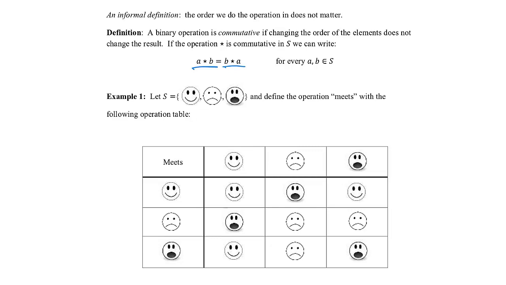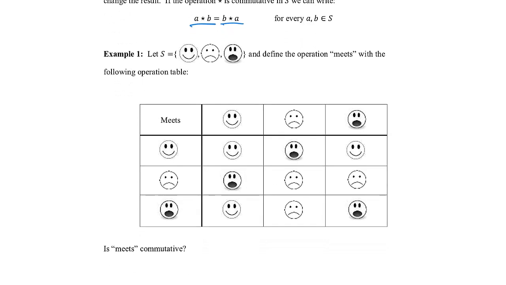Let's again return to our happy face table and decide whether we have built a commutative operation in our meets table. So again, we're discussing happy, unhappy, and surprised, and they're meeting each other, and the result is given in the table. So is meets commutative?